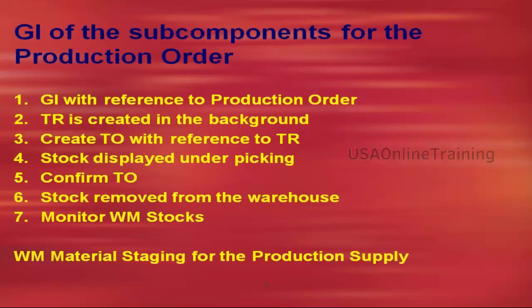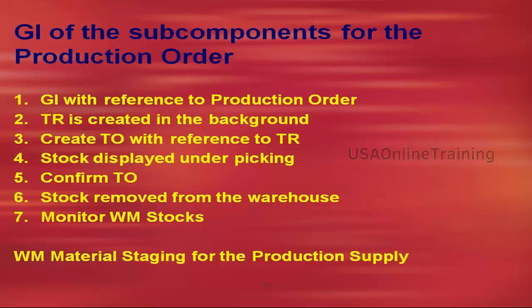Then goods issue of the subcomponents against the production order. TR is created here also because material document is created, na? That's the reason. Then we create a TO with reference to TR. As usual, stock displays under picking, confirm the transfer order, and stock removed from the warehouse. Then again we monitor the warehouse management stocks.